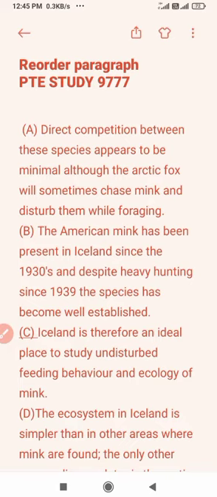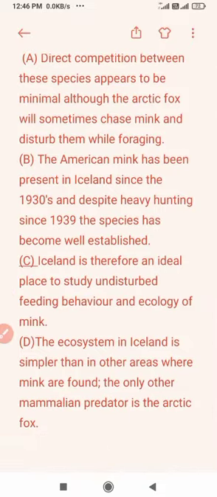Direct competition between these species. We don't know which species they are talking about. What are these species here in the first? Then second, the American mink has been present in Iceland since the 1930s, and despite heavy hunting since 1939, the species has become well established. Maybe this is our introduction sentence. Then C, Iceland is therefore. No, we can't start a sentence with therefore.